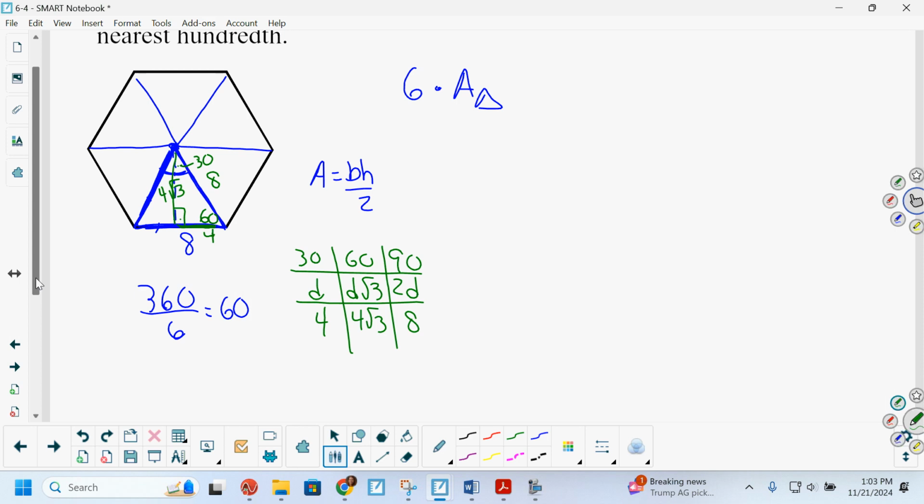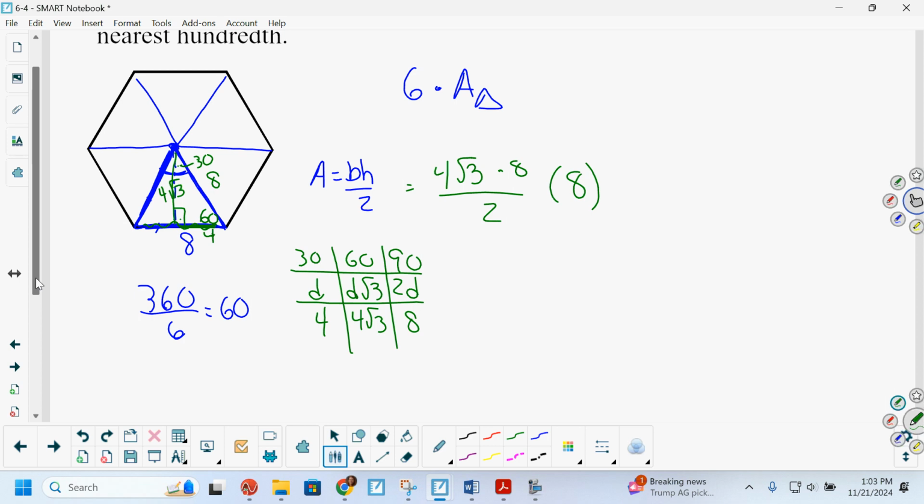So if I still want to use base times height divided by 2, then I would do 4 radical 3 times the whole base, which is 8, divided by 2. Whatever I get here, I still have to multiply by 6. So I could put that in my calculator and be done.